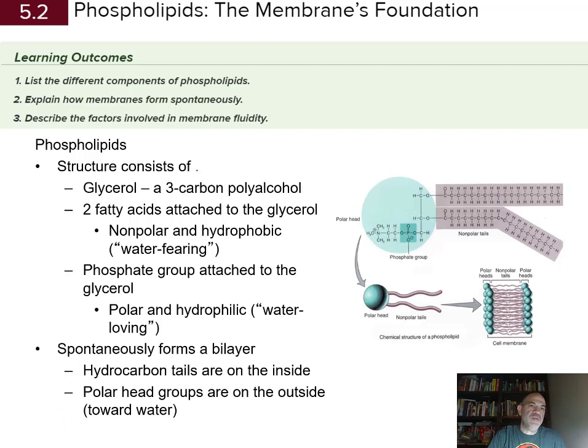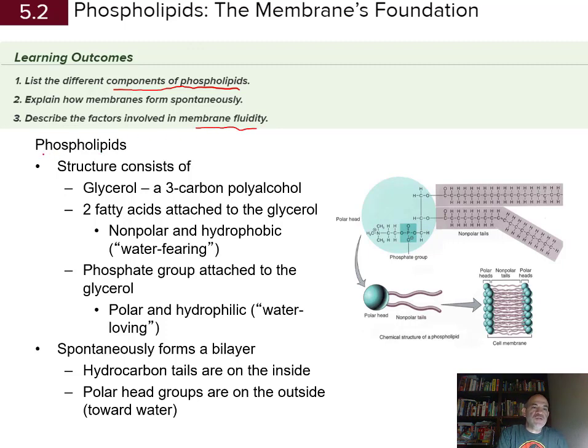So in section 2, we're going to look at the phospholipids themselves, which are the basic foundation of the membrane. And so your learning outcomes here are going to be to list the different components of a phospholipid. So if you're going to be able to list them, you got to visualize them. So again, I recommend sketching and labeling, and explain how the membranes are going to form spontaneously in structure. And then describe the factors involved in membrane fluidity, just determining how fluid it is.